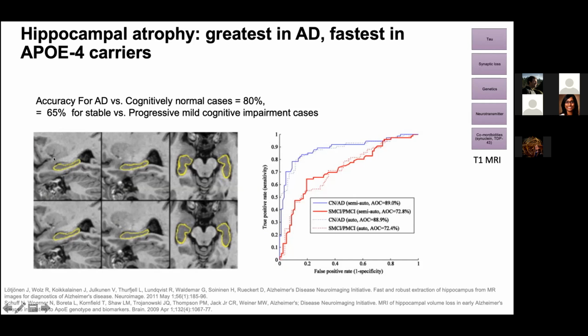This is a T1 image, and you can see that we can segment out the hippocampus and measure how big it is. If you look at an AUC curve and calculate accuracy, you'll see that in order to differentiate controls from Alzheimer's disease, the accuracy is 80%. What we are trying to do is capture people at an earlier stage, which we commonly refer to as MCI. And at that time, if you try to find people who may be stable and who may actually progress to AD, our accuracy drops down quite a bit.